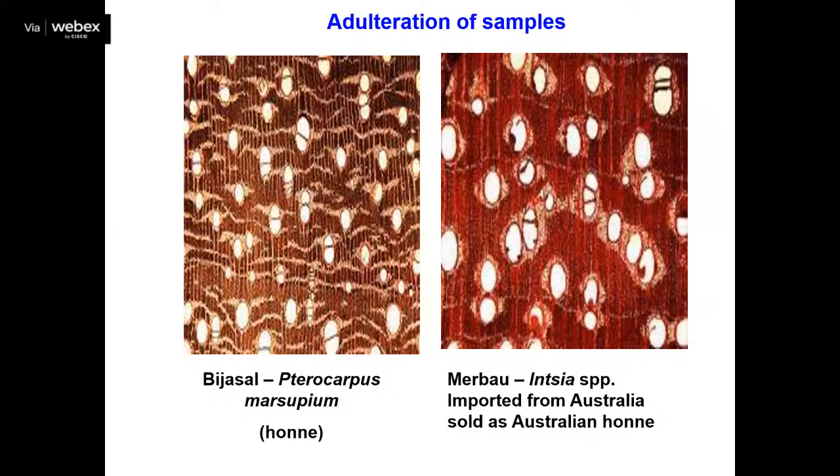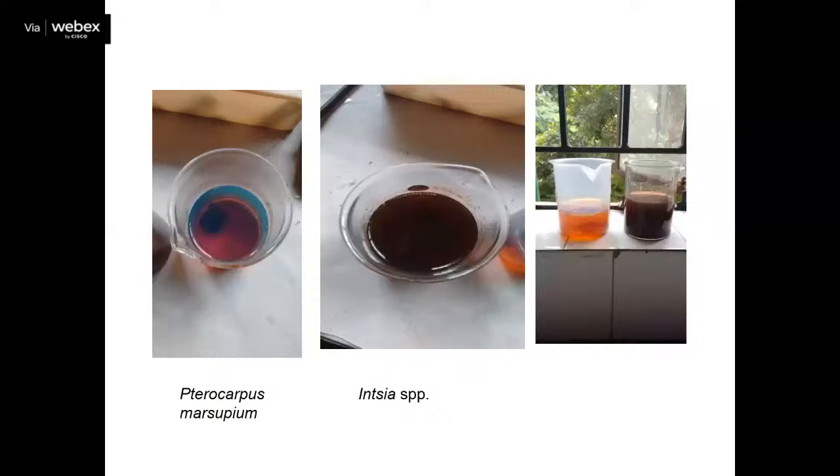In these photographs, you can see our bijasal, Pterocarpus marsupium, wood structure is different and merbau wood structure is different. If you want to know whether it is bijasal or not, put one piece of wood in water. In the bijasal, you will get that fluorescence. That is a yellowish color, and on the top, you get blue color fluorescence. Whereas with that merbau, Intsia species, when we boil it or put it in water, it is just like a black or brown decoction. This is how anybody can differentiate by doing this.